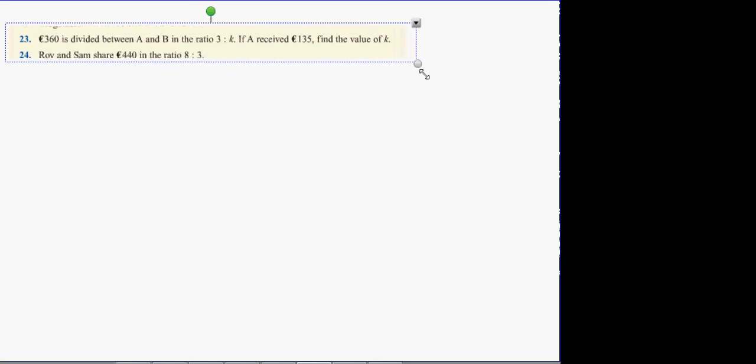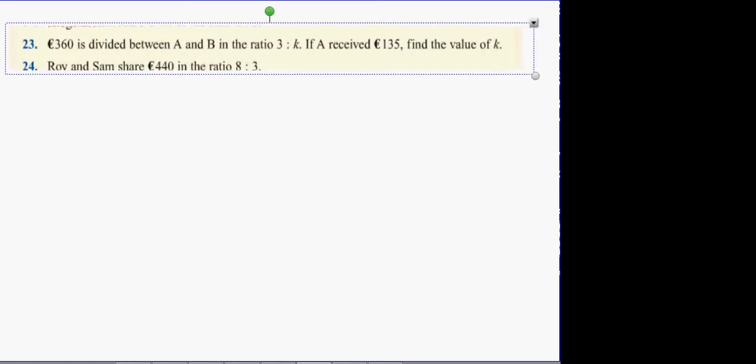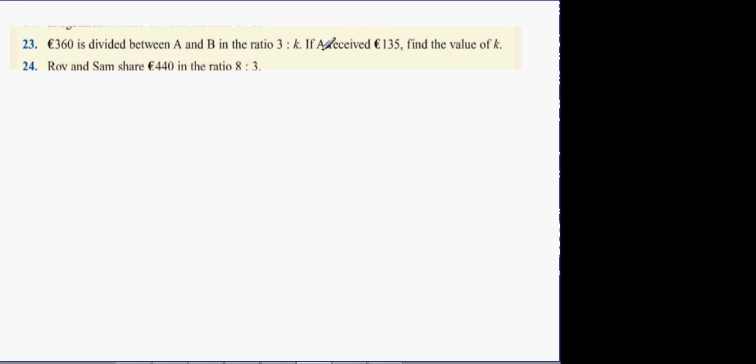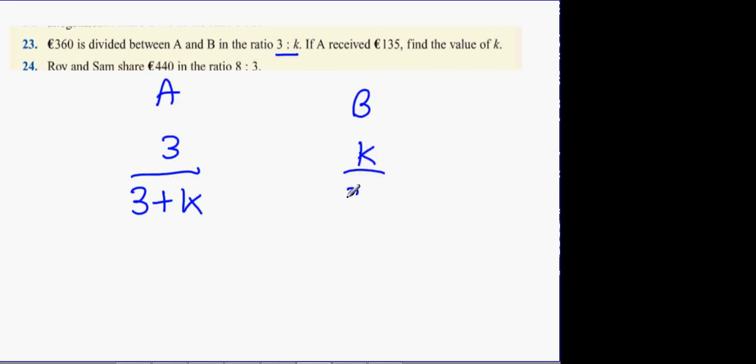Lads, 23 is something different, right? The reason why 23 is so different is it has a letter in it. But you're to treat the letter the same as the number. You add them together to get the total number of parts. So 3 plus K is the total number of parts. This means that the ratio of A is 3 divided by 3 plus K. The ratio of B is going to be K divided by 3 plus K.